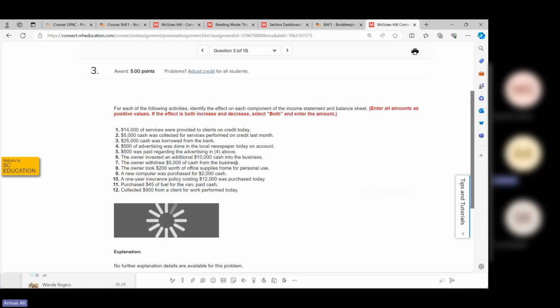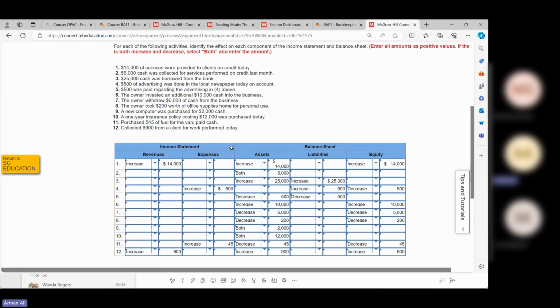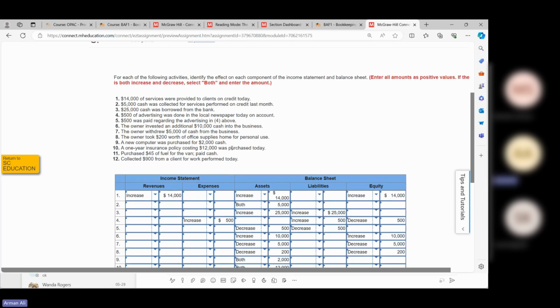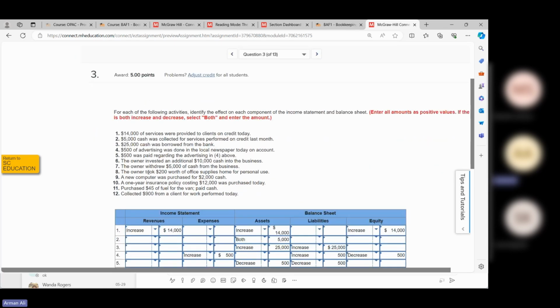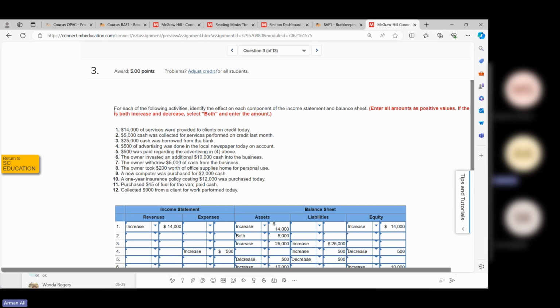I have 15 more minutes. Let's try and push it if we can. So this one is also a bit tricky. I don't know why they have anything like this. I would just simply go for debit and credit.